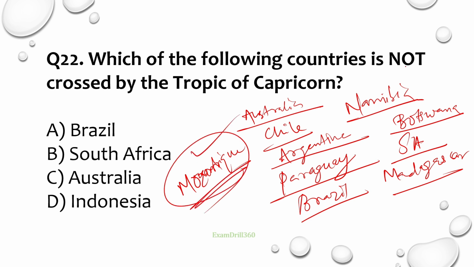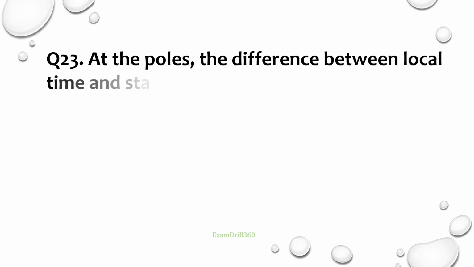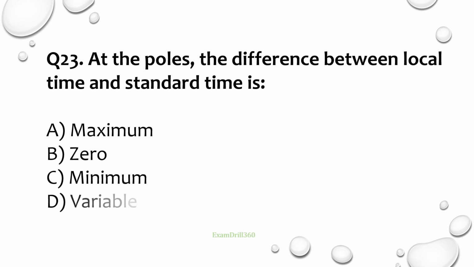So the question is asking which country is not crossed by the Tropic of Capricorn. Brazil is covered, South Africa is covered, Australia is covered. Indonesia is not included. Next question. Question number 23. At the poles, the difference between local time and standard time is? It will be maximum.